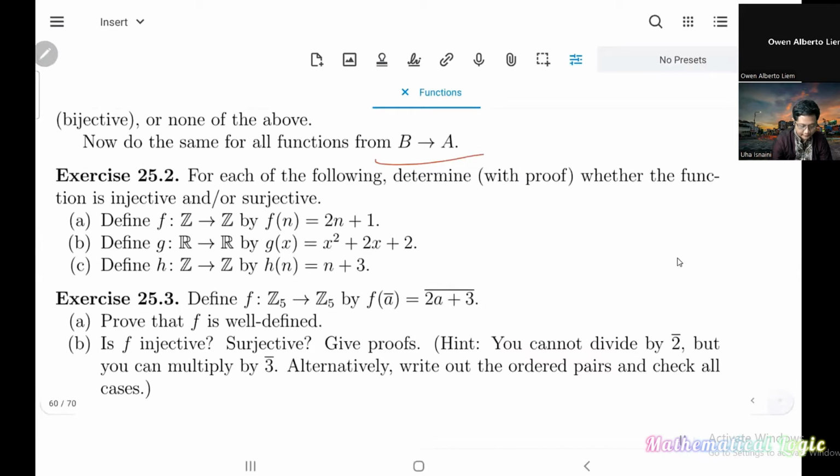Which one is correct? 25.2. Is it injective and/or surjective? Is it injective first? For A, 25.2 A. Is it injective? Should be correct, right? This one is injective. Okay. And is it surjective?